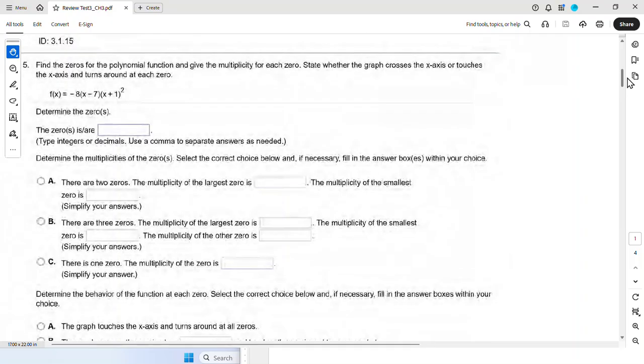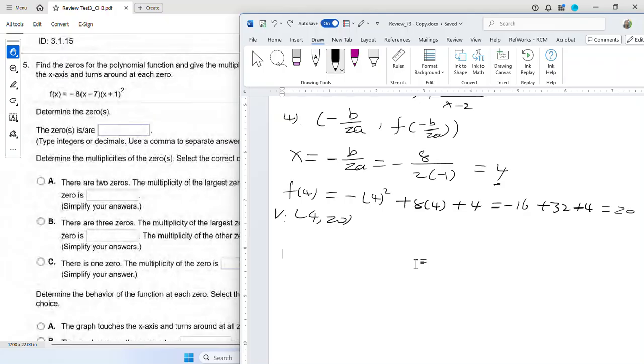Number 5, determine the zeros. What are the zeros? This is already factored for you, right? So the zeros will be each factor set equal to 0. If you have x minus 7 equal to 0, x will be 7, right? x plus 1 equal to 0, x will be negative 1.